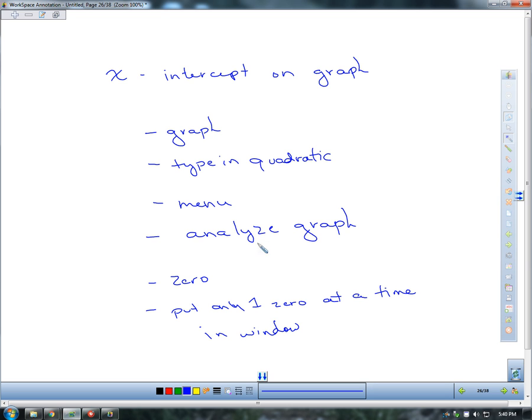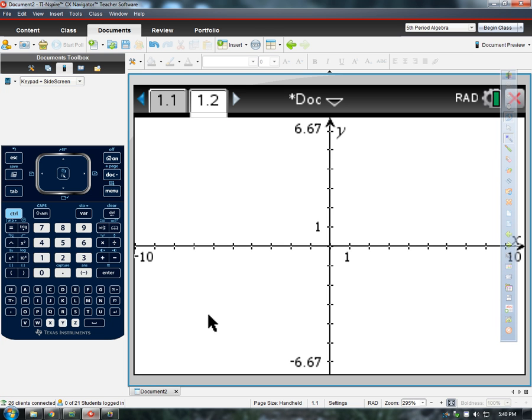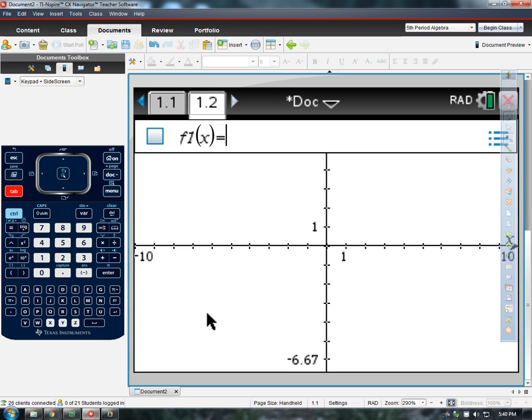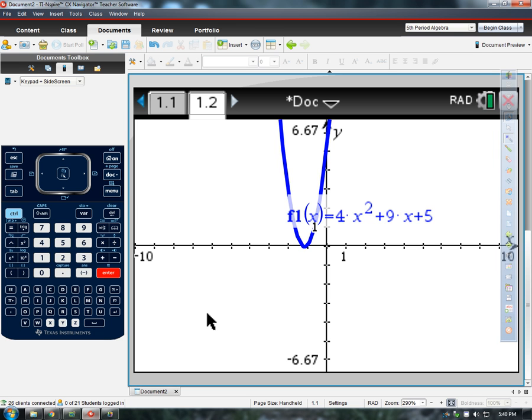So now that you've got those written down, we're going to go to Graph, we're going to type in our quadratic equation, we're going to go to Menu, Analyze Graph, Zero, and I'll explain this part in just a second. So here we go. We're going to go to Graph, we're going to type in our function. So I'm going to go ahead and use the same example we did a minute ago. So 4x squared. Make sure you hit the right arrow after you do your squared so that you're not doing everything in an exponent. Plus 9x plus 5. Okay? So we're going to type it in and hit enter. There's our quadratic.